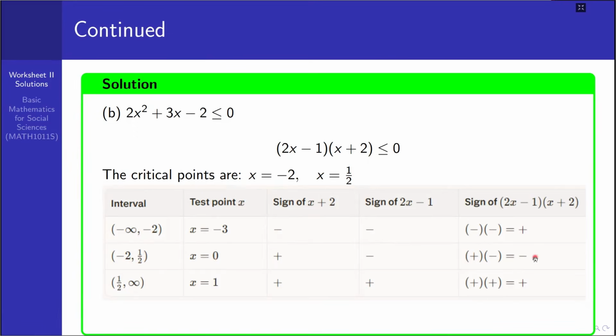From this chart, the interval where it is negative is from -2 to positive 1/2. Zero is also included. Since x equals -2 makes x plus 2 zero, zero times this one will become zero. At 1/2, 2x minus 1 is zero, so even if x plus 2 is nonzero, zero times an expression is zero, so zero less than or equal to zero is satisfied. Therefore, the solution set is the closed interval from negative 2 to positive 1/2.